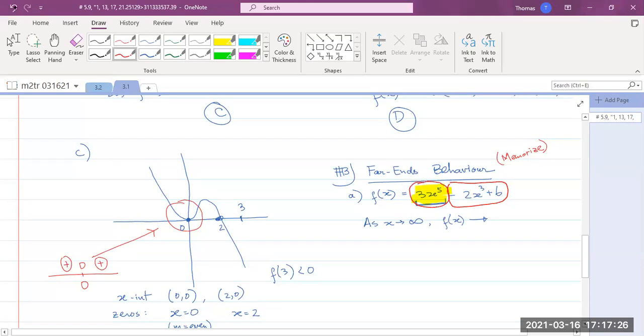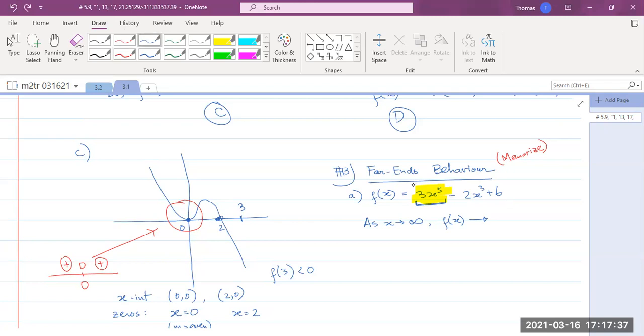Now then, when x goes to infinity, what happens to the value of that leading term? That will tell us the value of the overall polynomial. When x goes to infinity, 3x to the 5th will go to infinity. How about as x goes to negative infinity? You plug in negative infinity, a very big negative number there.